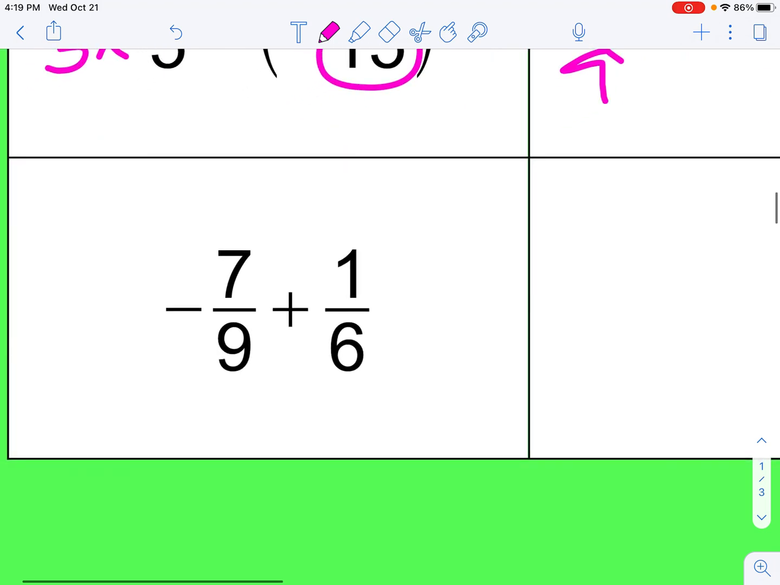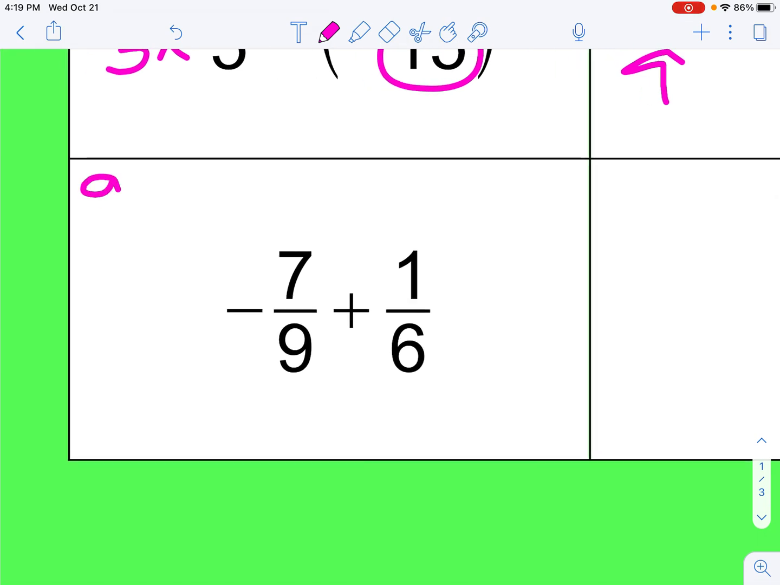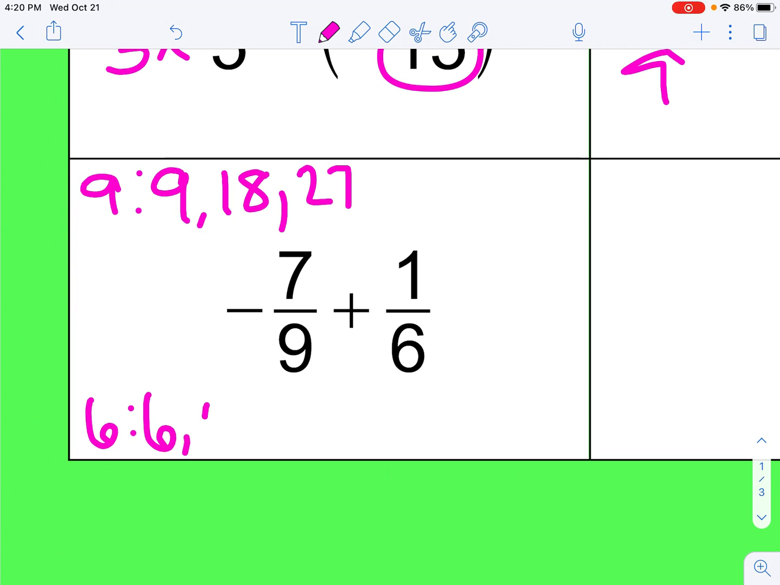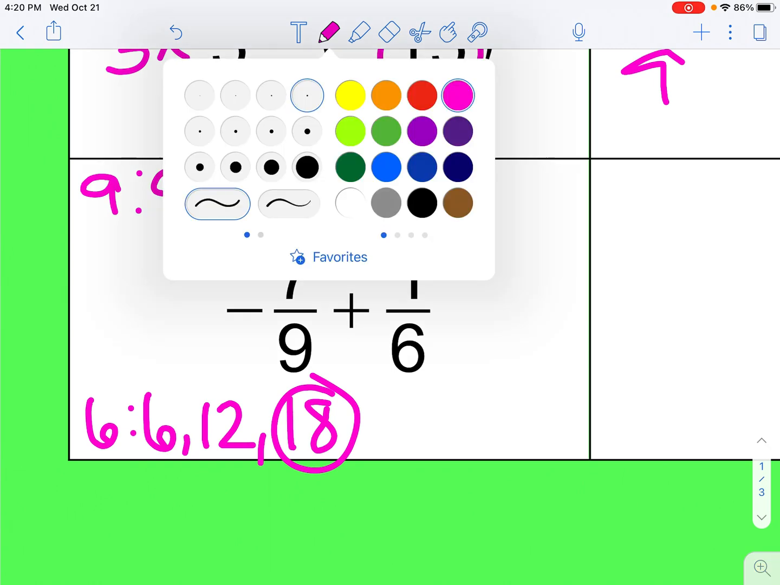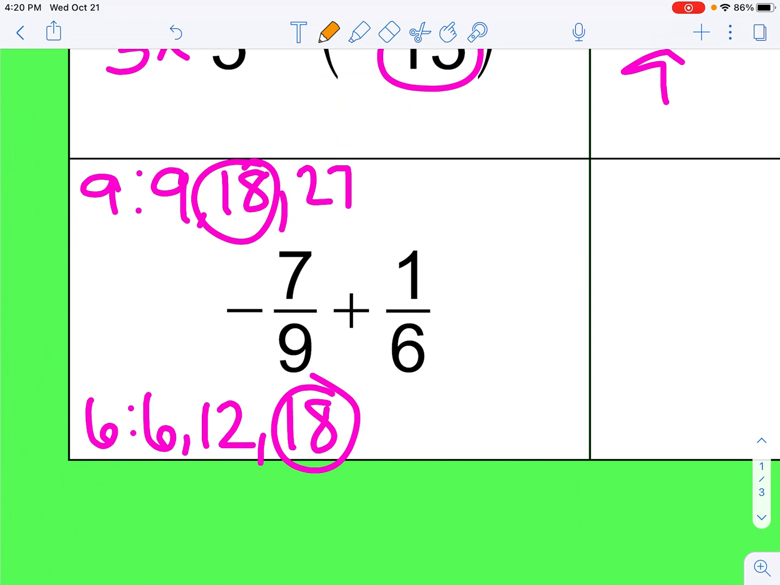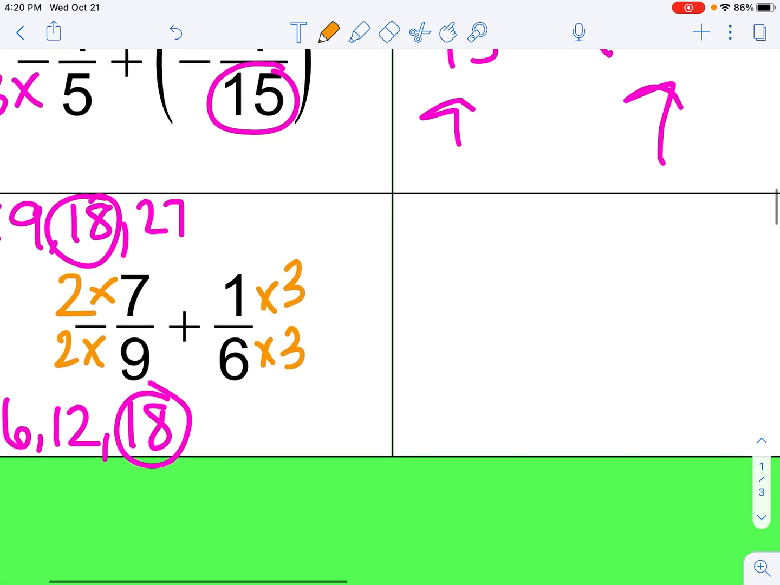Alright, and our last one for adding. I have negative 7 over 9 plus 1 over 6. Let's write our least common multiples out for this one. 9, I have 9, 18, 27, and then for 6's, I have 6, 12, 18, and I can stop there because they both have 18 in common. So 18 is going to be my common denominator. 9 times 2 gives me 18, so I'm going to need to do 7 times 2. And 6 times 3 gives me 18, so I'm going to need to do 1 times 3.